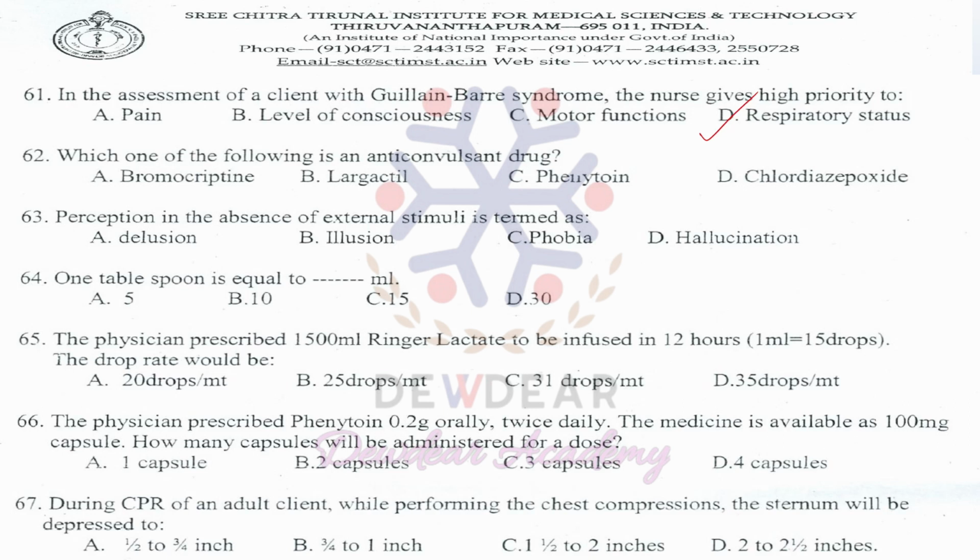The next question: which one of the following is an anticonvulsant drug? Options: bromocriptine, largactil, phenytoin, chlordiazepoxide. Option C, phenytoin, is the anticonvulsant drug. This question is from the neurology section. Phenytoin is an anticonvulsant drug.